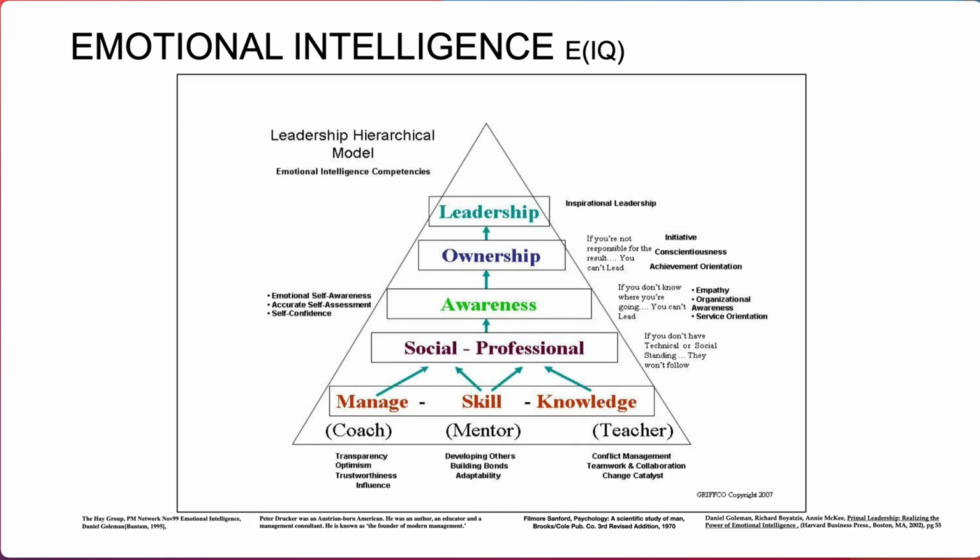I believe that in order to have emotional intelligence, in order to be a great leader, the underpinning of this is the idea of a social and professional standing within the organization or within the endeavor that you're working with. As an example, as a disciple maker, you're going to need to be a coach. You're going to need to be a mentor. You're going to need to be a teacher. And this means that you have to manage skill and have knowledge. And you also have to have social or professional standing.